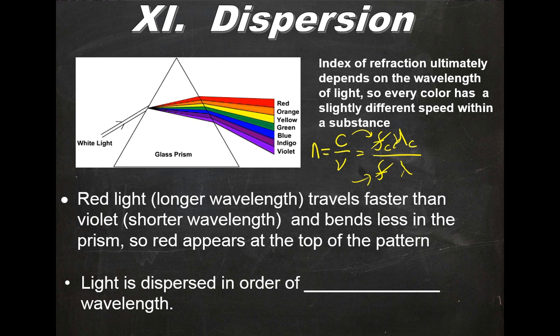And each individual color has a different wavelength, so it has a slightly different index of refraction. Specifically with red having the biggest wavelength, so it has the smallest index of refraction. And violet having the shortest wavelength, so decreasing this, and giving it the biggest index of refraction. So the red light with the longer wavelength travels faster than the violet, shorter wavelength, and bends less in the prism. So the red actually appears up on top of the pattern. And as I mentioned earlier, light is dispersed in order of decreasing wavelength.